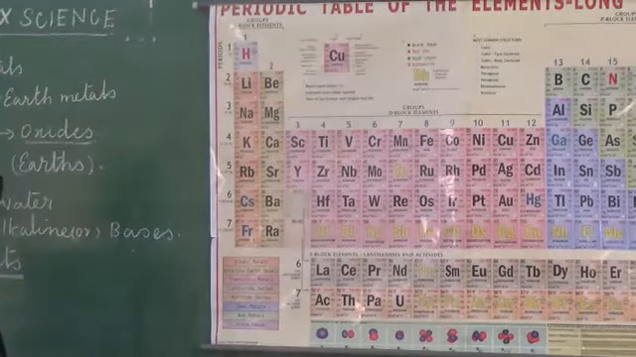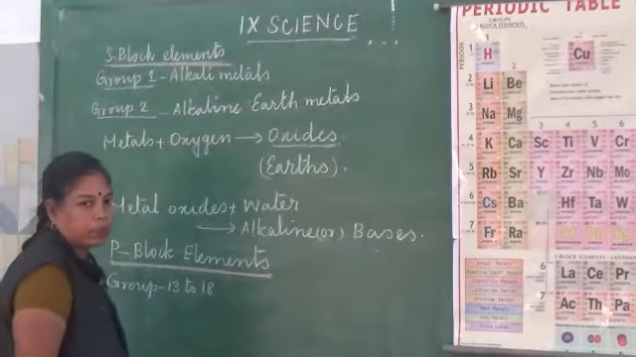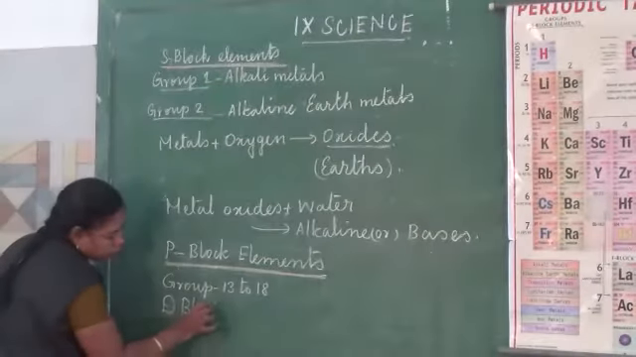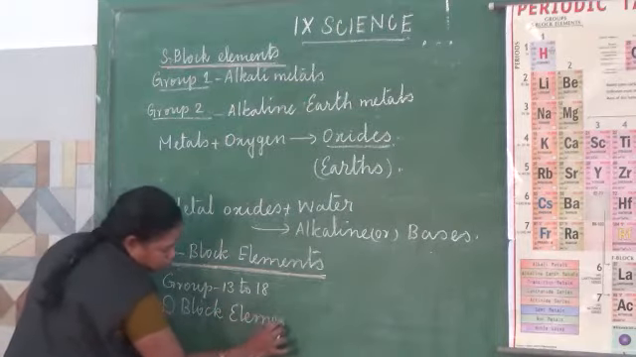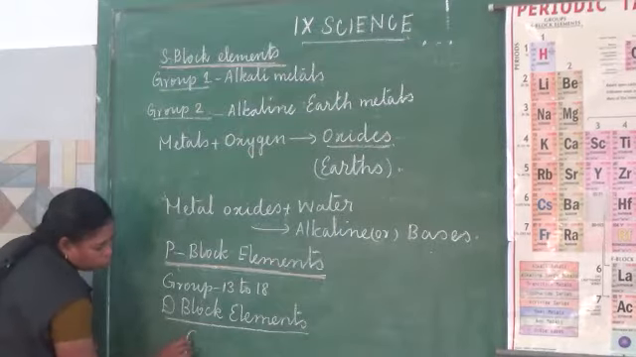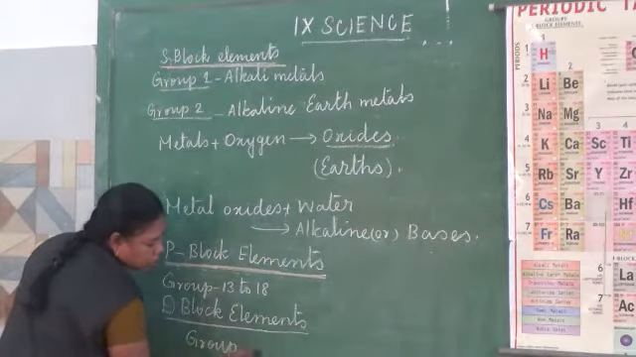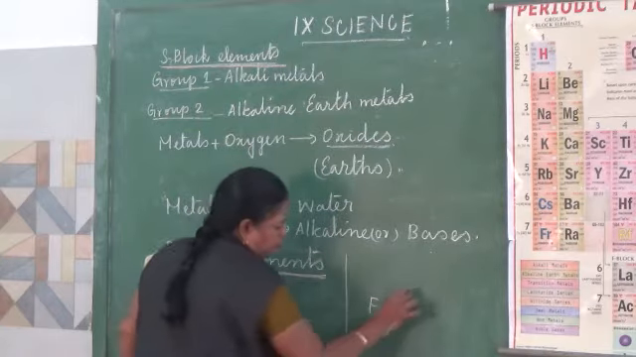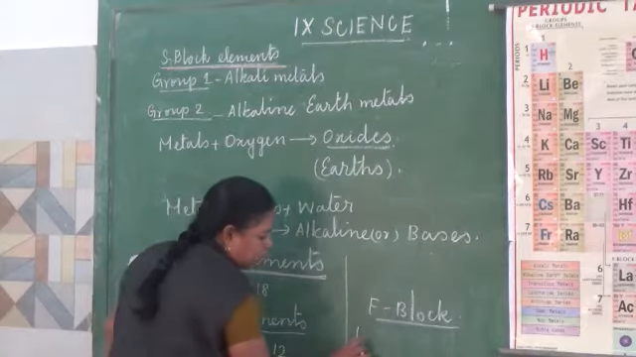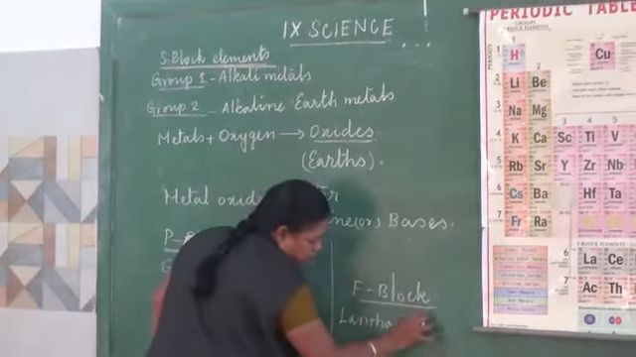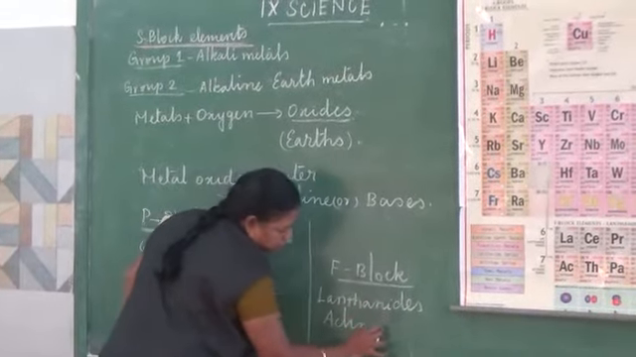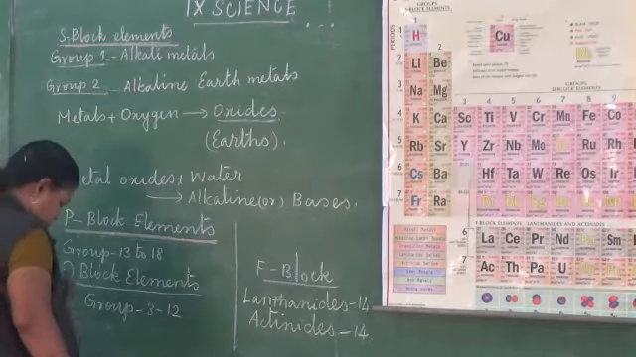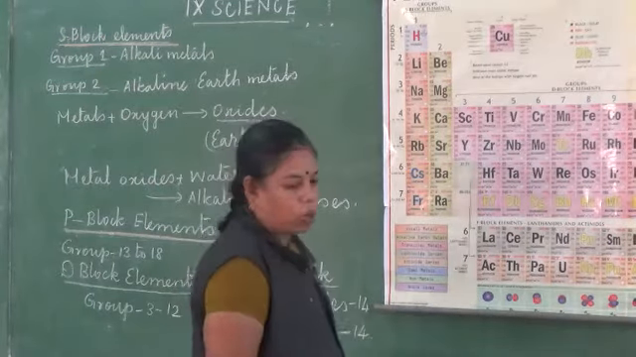And then next we are going to see the advantages of the modern periodic table. So I taught about the D block, D block elements from group 3 to 12, and F block elements. F block elements are nothing but lanthanides and actinides. Here it contains 14 elements. Next we are going to see the advantages of the modern periodic table.